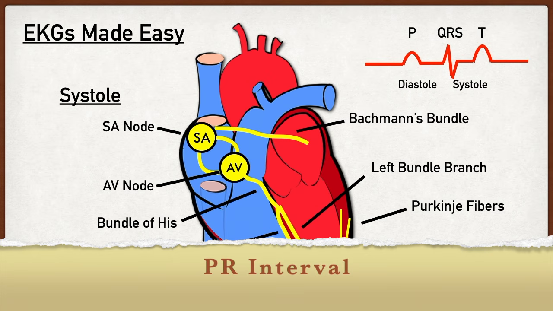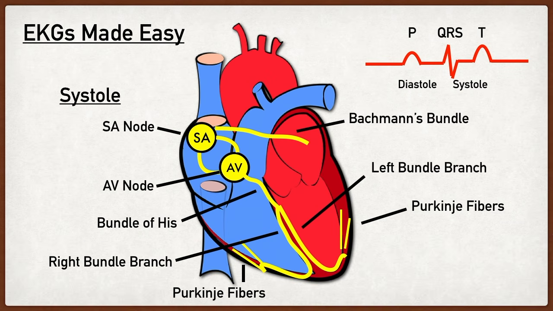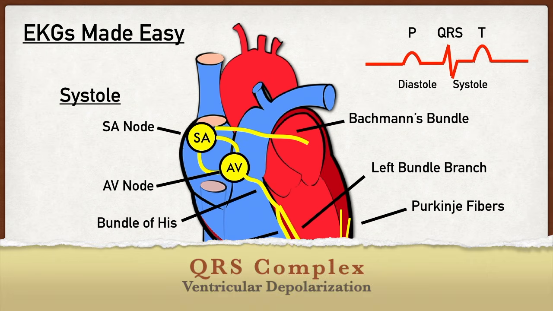complex. The action potential then traveled through the bundle of His, the right and left bundle branches, and ended in the Purkinje fibers. While the action potential traveled through this part of the conduction system, it allowed for ventricular depolarization and contraction to occur, and this was reflected in the QRS complex on EKG.